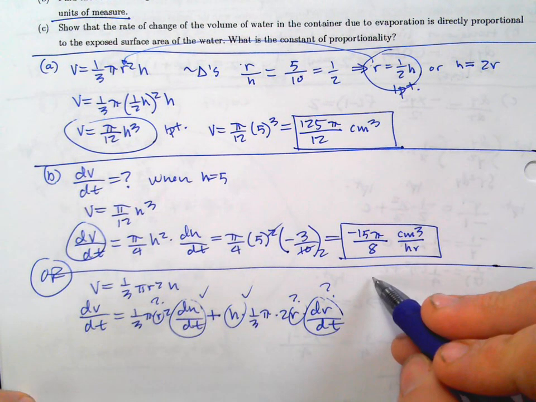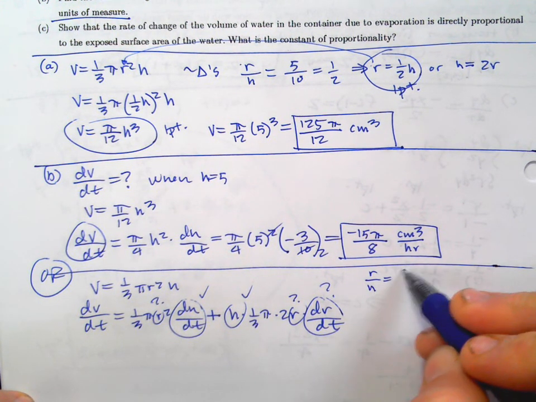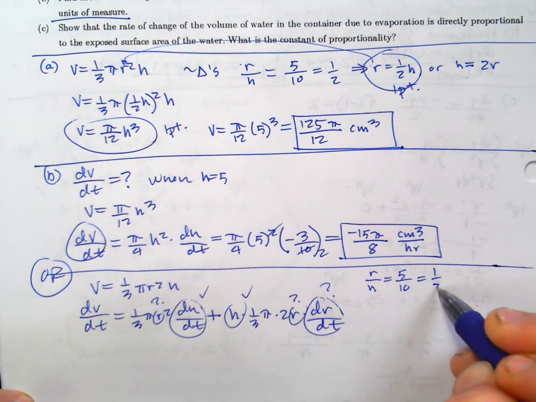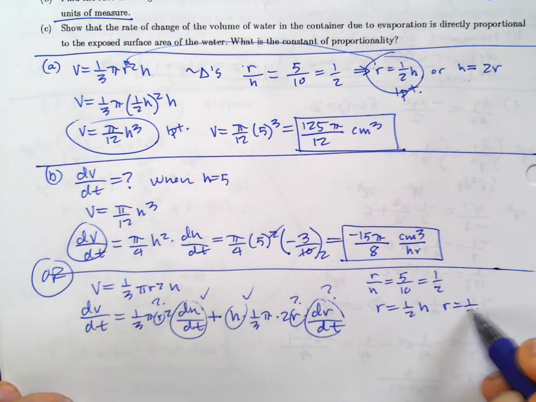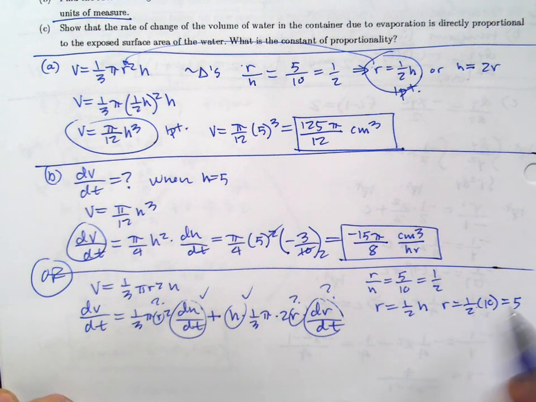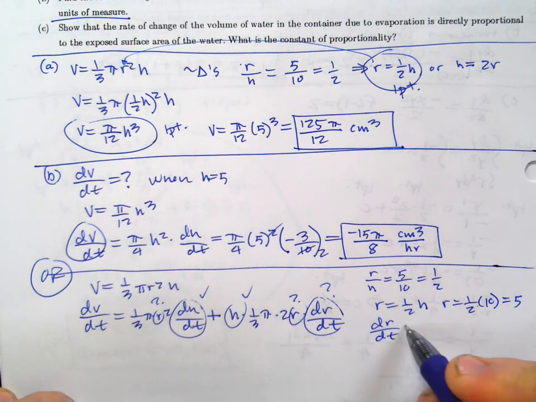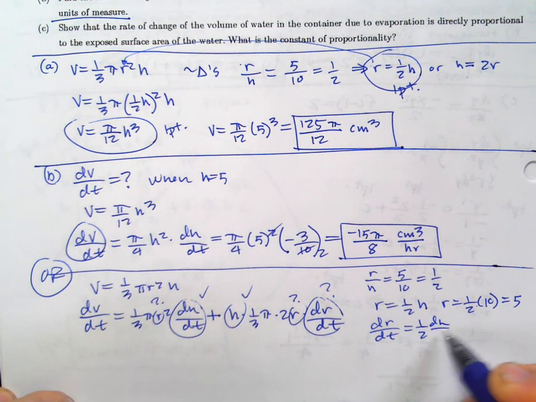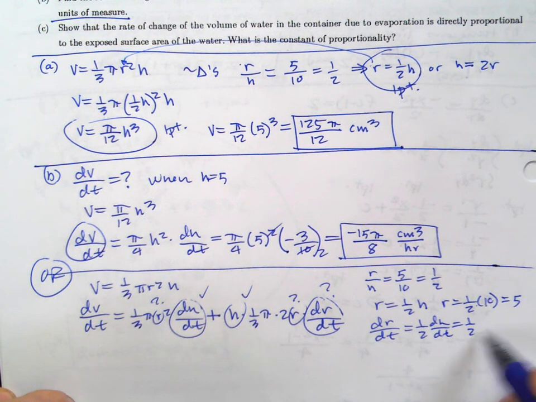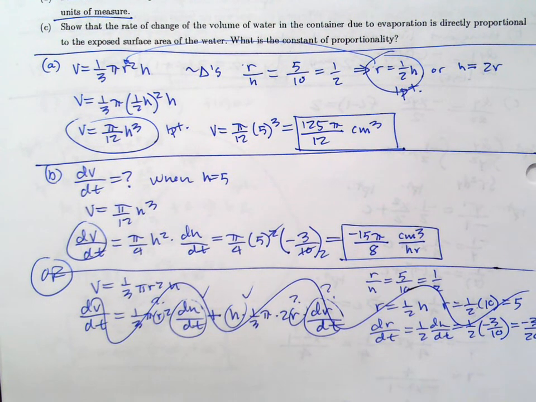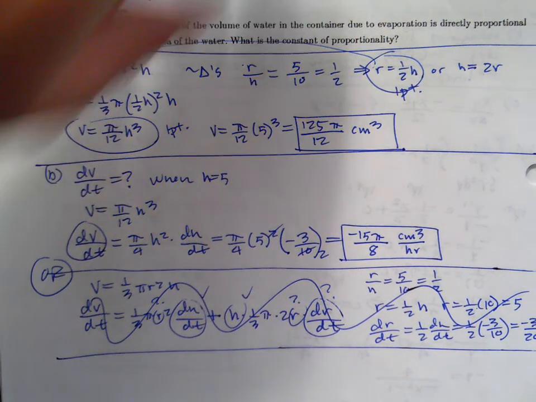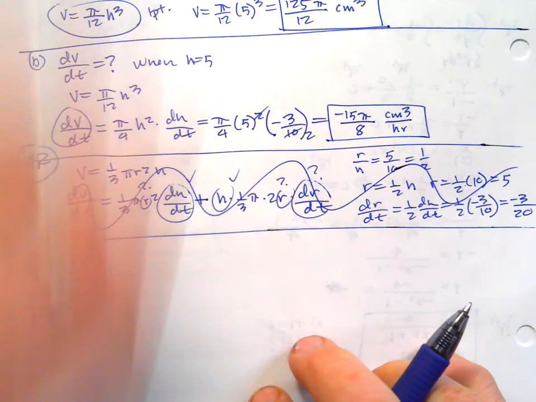And you're going to have to use that special relationship up there. You're going to have to say, oh, well, r over h equals 5 over 10 equals 1/2. So r equals 1/2 h. So r equals 1/2 of 10, which is 5. And then you're going to say, well, dr/dt equals 1/2 dH/dt. So that's going to be 1/2 of -3/10, so -3/20. And you're going to plug those into this and then get that same answer. Well, please don't do that. It works. You can do it. You still haven't used the similar triangles.